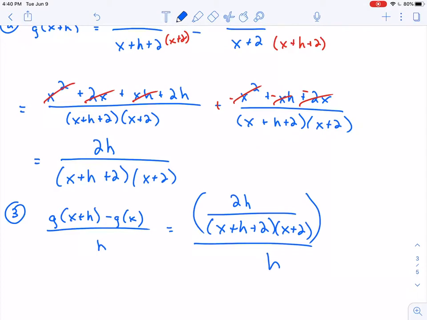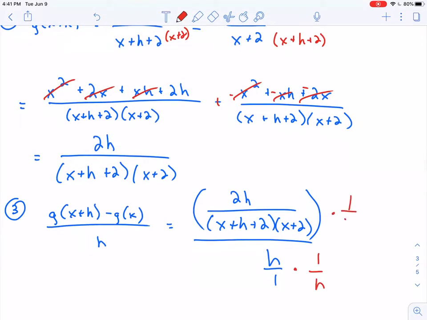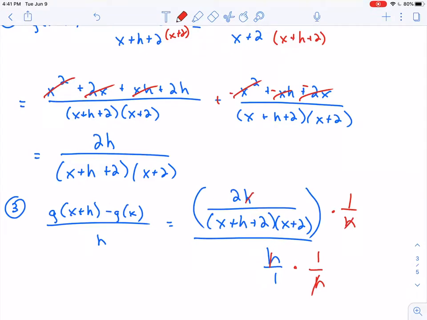So it looks a little bit messy because I have fractions inside of fractions. But remember that I can think about that h in the denominator as h over 1. And then rather than divide by h, we say, well, what if instead I multiply by the reciprocal? In my denominator, those two h's will cancel, and in my numerator, look at this as well, those two also cancel, which is exactly what I wanted.